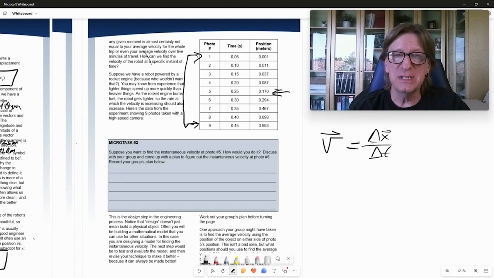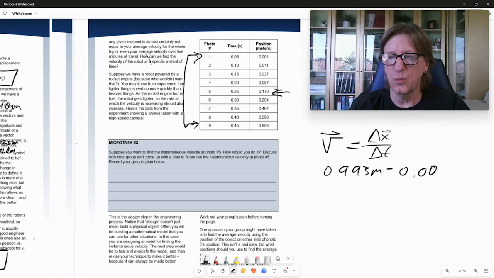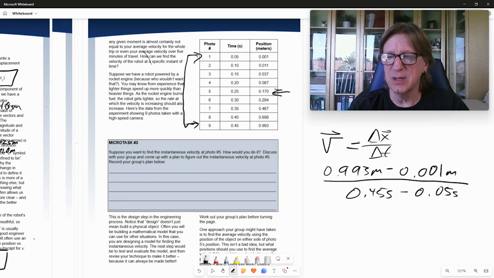So I would take my position change, which is going to be 0.993 meters, always write down your units, minus 0.001 meters, and then I'm going to divide that by my change in time. Well, my change in time is 0.45 seconds minus 0.05 seconds. And you see that when I subtract these, I'm going to get meters. When I subtract these, I'll get seconds. My units are meters per second, as they should be. So that's all well and good.